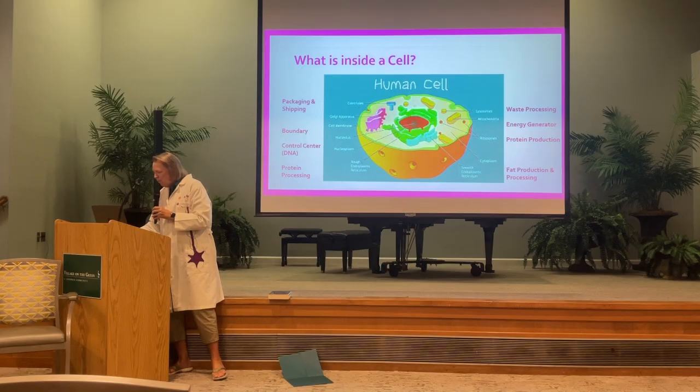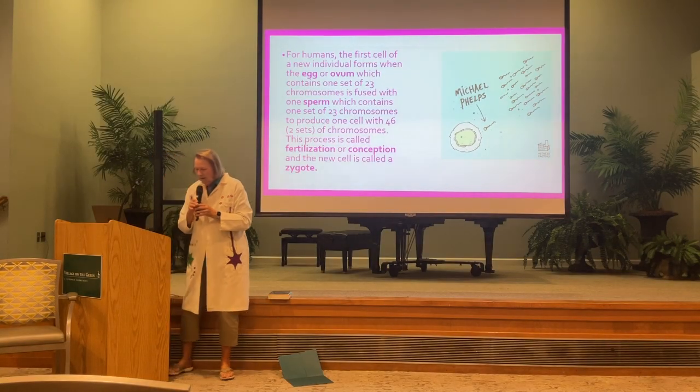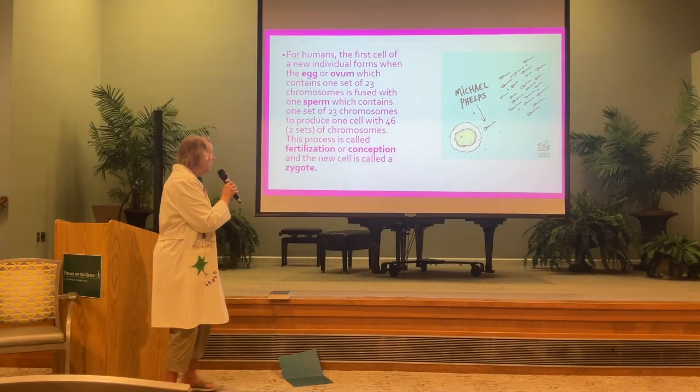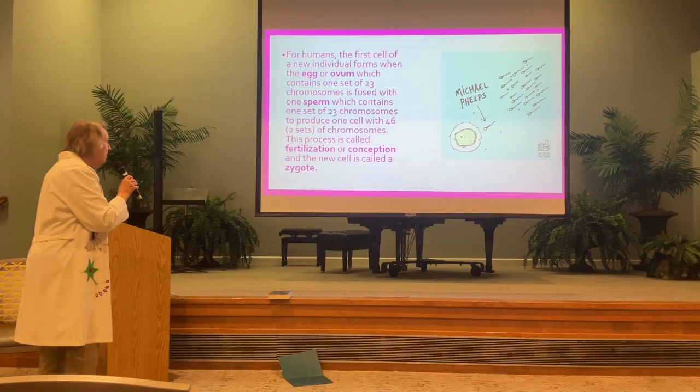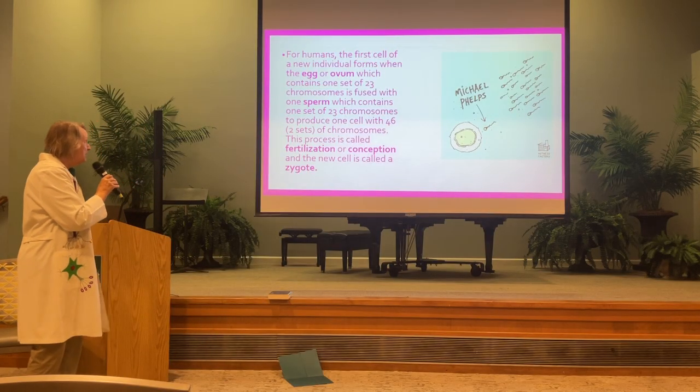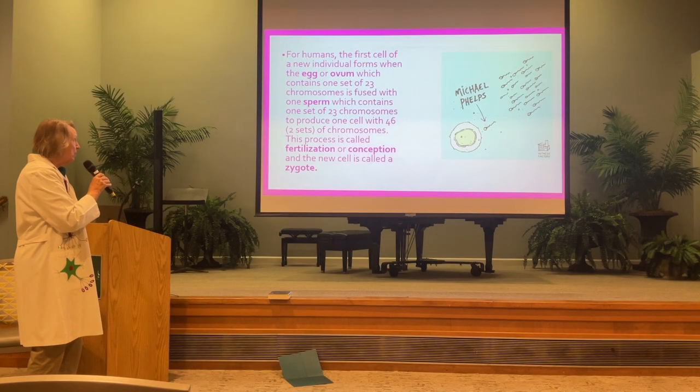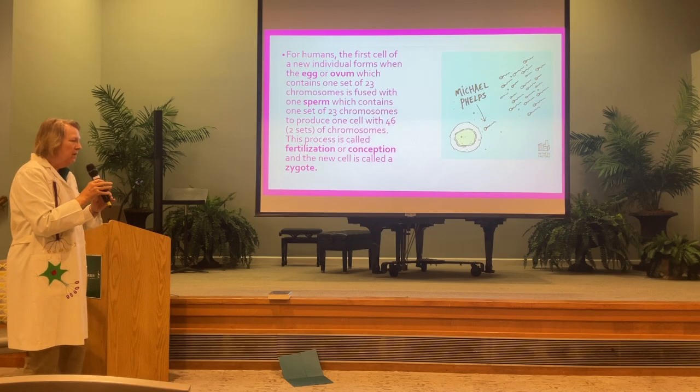Okay, so for humans, the first cell forms when the egg or ovum, which contains one set of 23 chromosomes, is fused with one sperm that also has 23 chromosomes to produce a cell with two sets, or 46 chromosomes. The process is called fertilization or conception, and the new cell of a new individual is called a zygote.